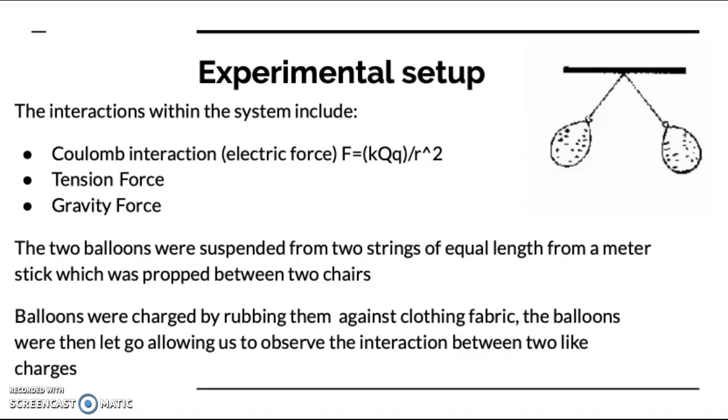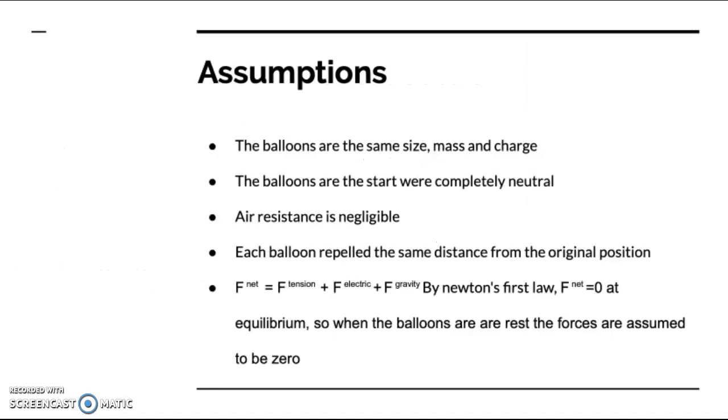The assumptions that we made for this experiment were that the balloons were the same size, mass, and charge, the balloons were completely neutral from the start, air resistance was negligible, each balloon repelled at the same distance from the original position, and F net was the sum of all forces, and by Newton's first law, F net was equal to 0 at equilibrium.